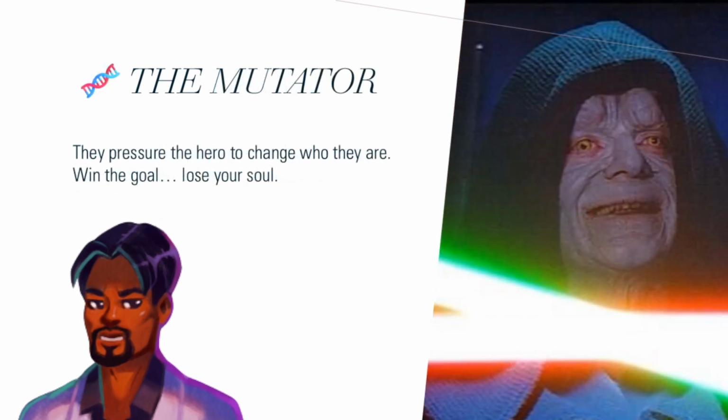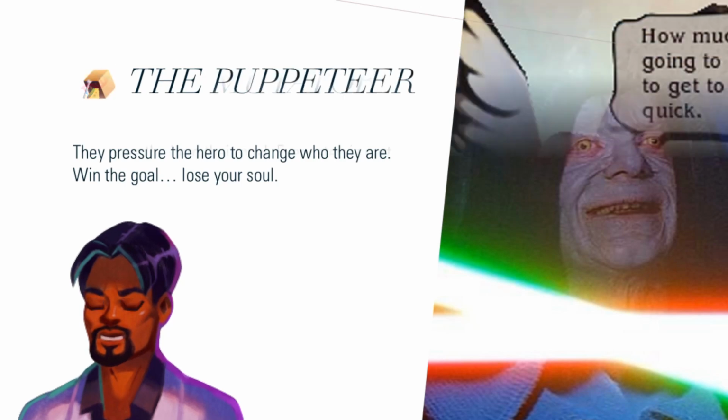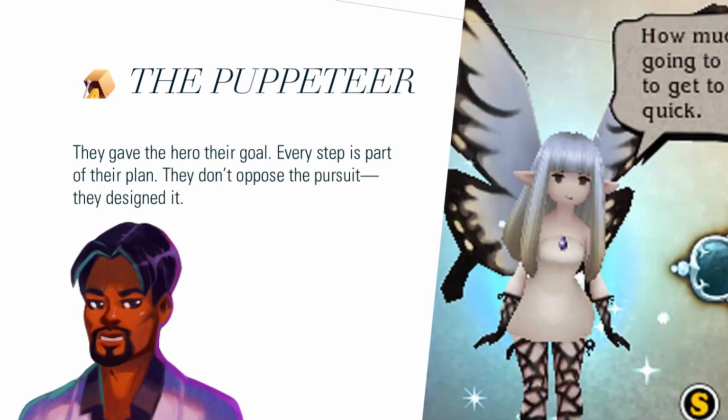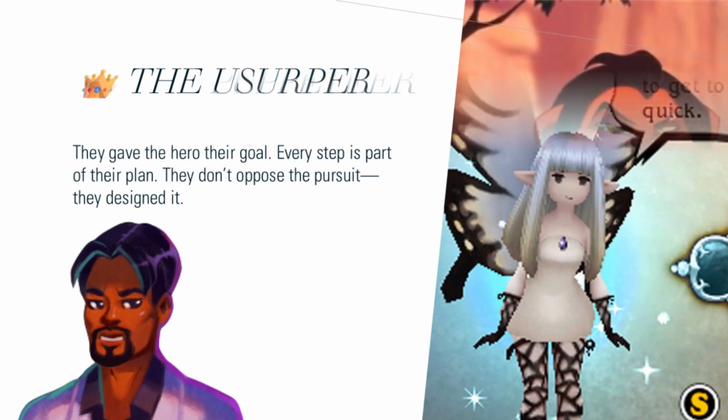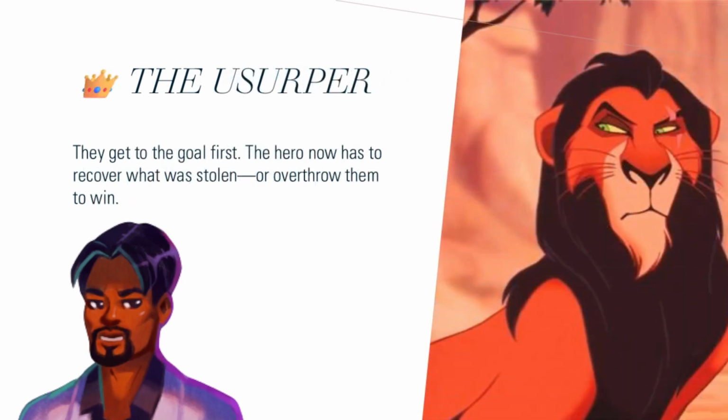7. The mutator. They make the pursuit possible, but only if the hero becomes someone else. They push identity, morality, and transformation. If the hero wants to win, they may lose who they are in the process. 8. The puppeteer. They gave the hero their goal from the start. Every step forward has been part of their plan. This villain doesn't oppose the hero's pursuit. They designed it.